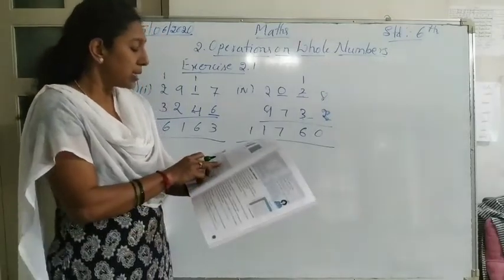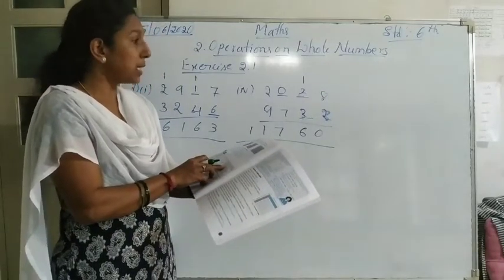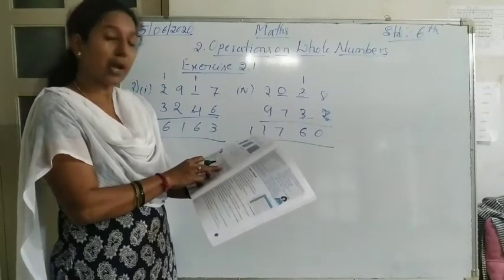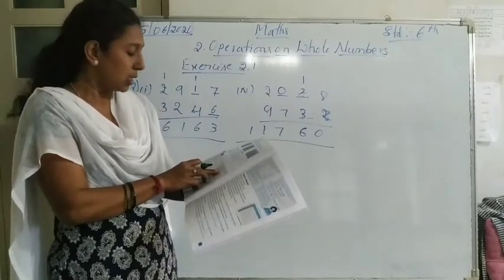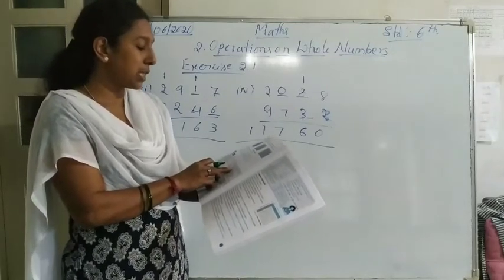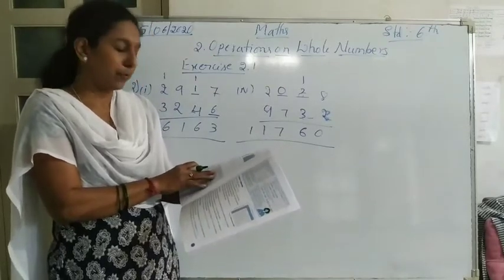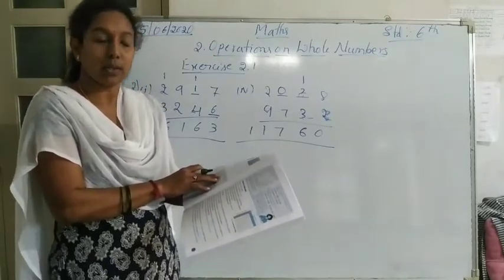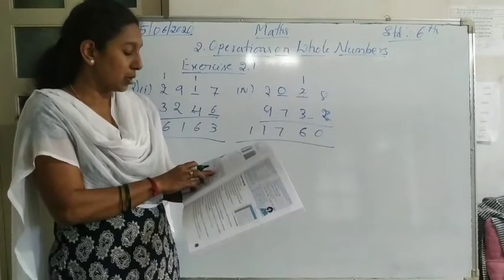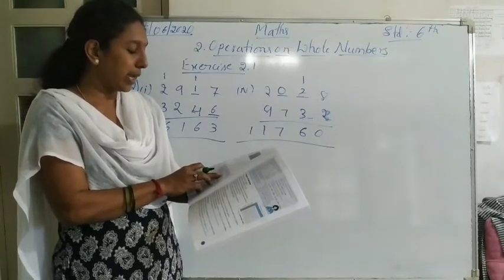So here, 646 plus 23 plus 854. So here, 646 plus 854. These two numbers, if you add, you will get zeros. Okay, next one is 6016 and 484.